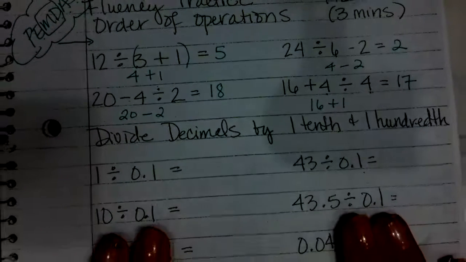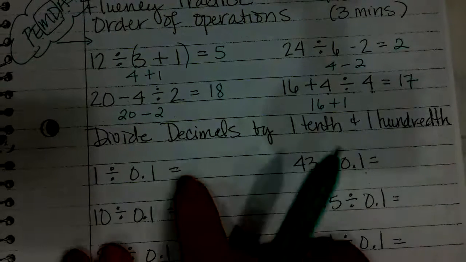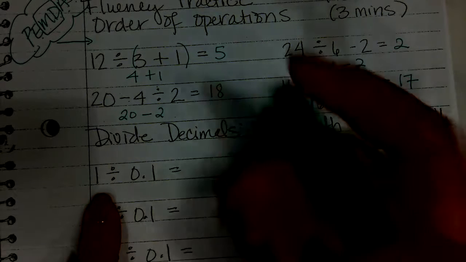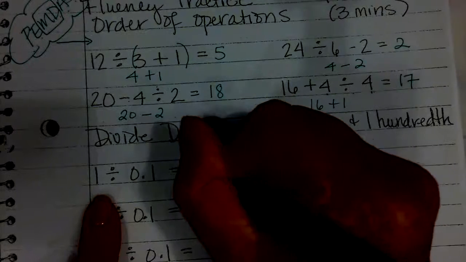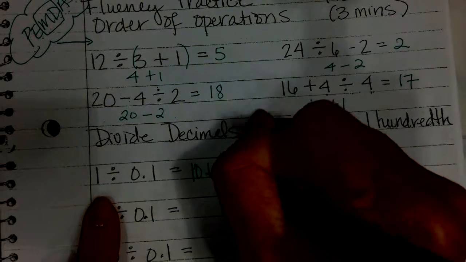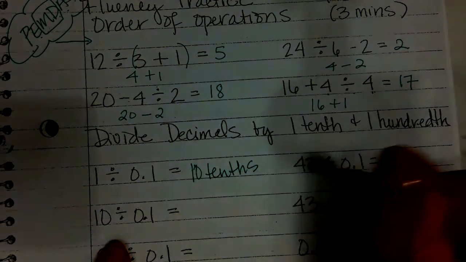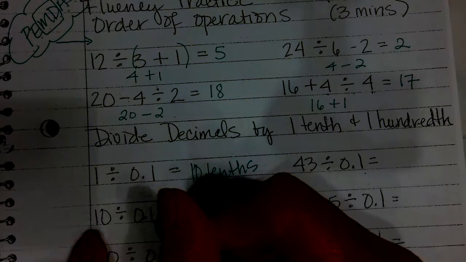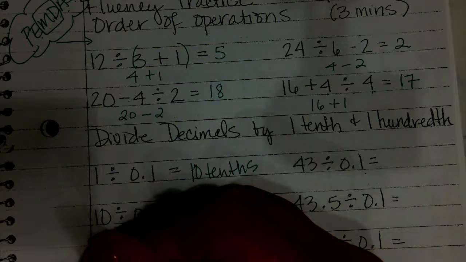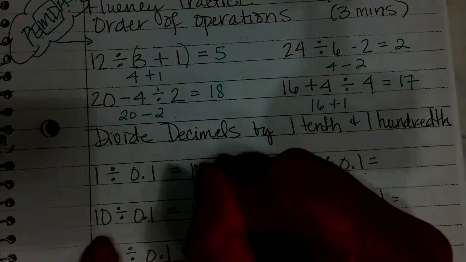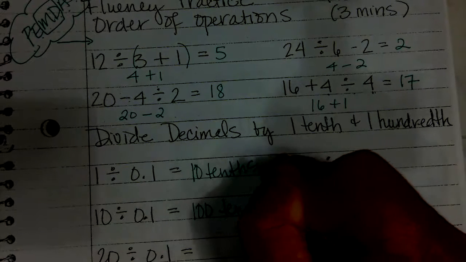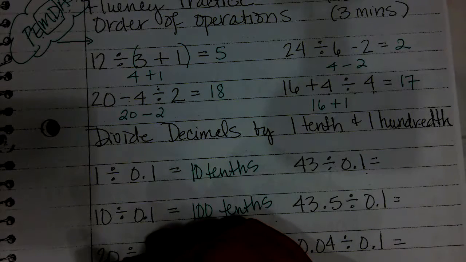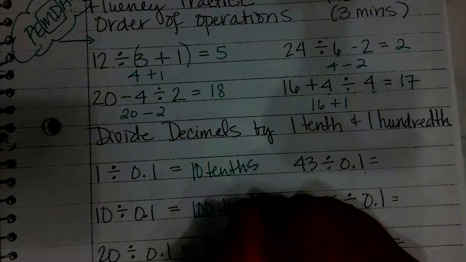Next, this is a review of Lesson 29. So how many tenths are in 1? There are 10 tenths, right? So how many tenths are in 10? 100, right? How many tenths are in 20? 200 tenths, right?